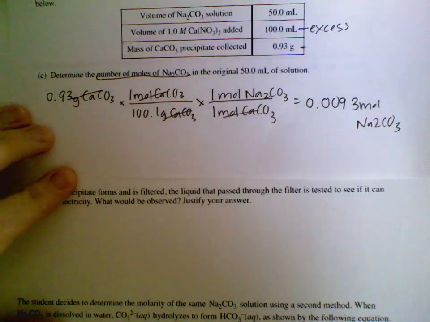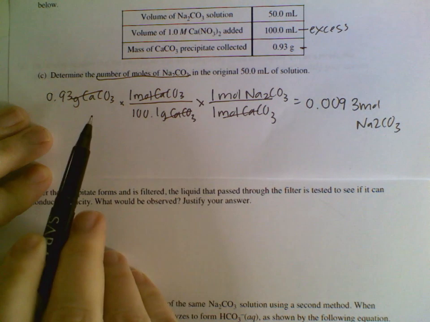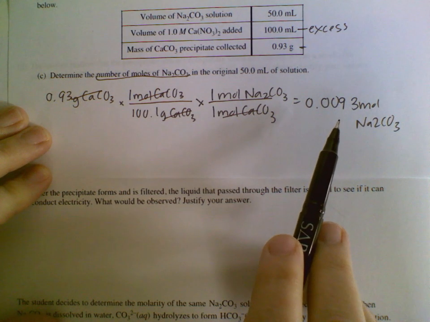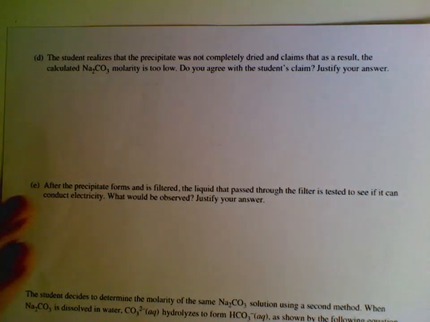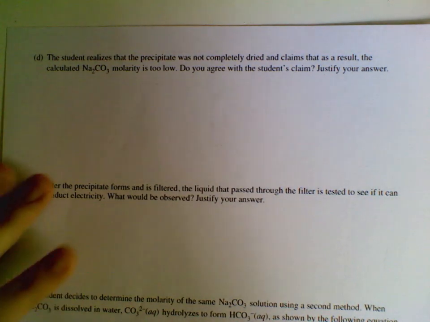In this case, if you have a precipitate that hasn't dried completely, you are going to get a higher starting mass in part C. So part C's mass here would be larger, which means that I would have a larger number of moles calculated for the number of moles of sodium carbonate that are used. And so I disagree with this particular student, because in the case of having a heavier precipitate, it would actually seem like your molarity was too high. So that's what I'm going to write.